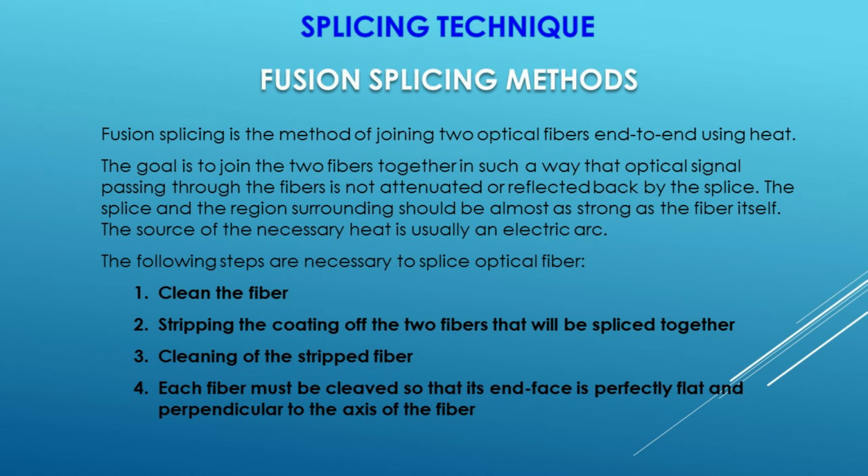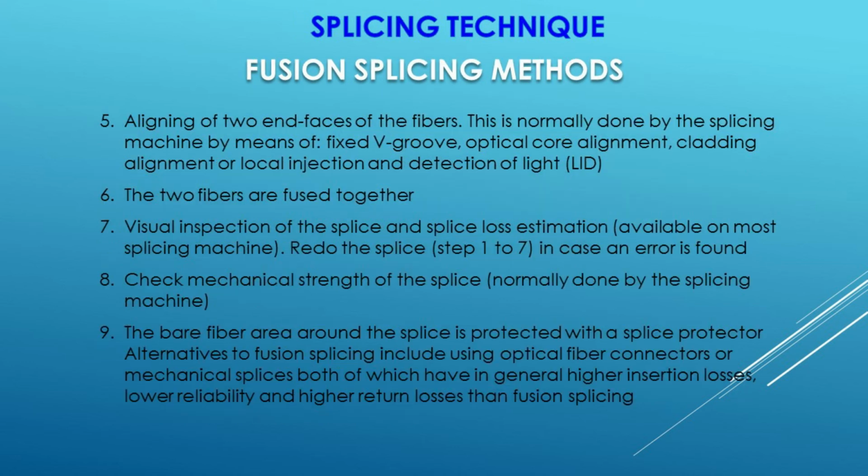The following steps are necessary to splice optical fiber. 1. Clean the fiber. 2. Stripping the coating off the two fibers that will be spliced together. 3. Cleaning of the stripped fiber. 4. Each fiber must be cleaved so that its end face is perfectly flat and perpendicular to the axis of the fiber. 5. Aligning of two end faces of the fibers.